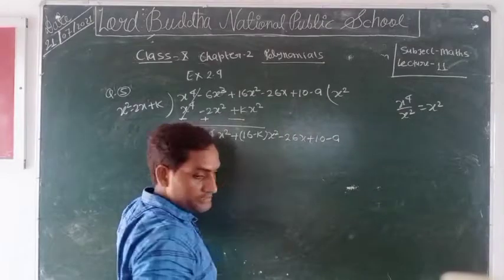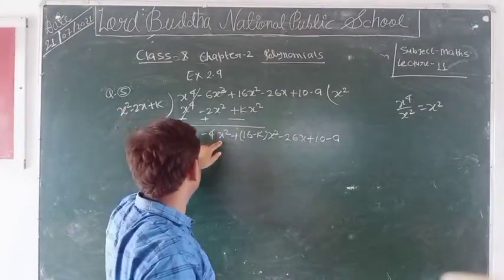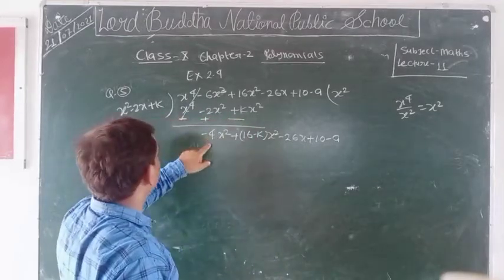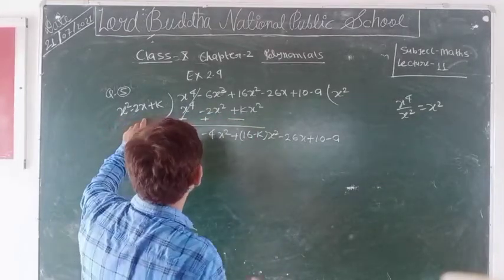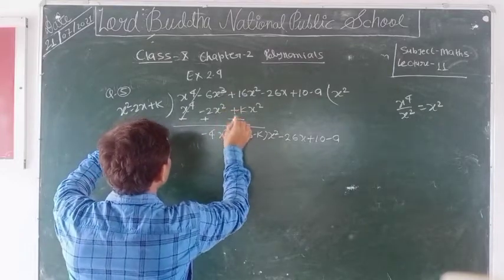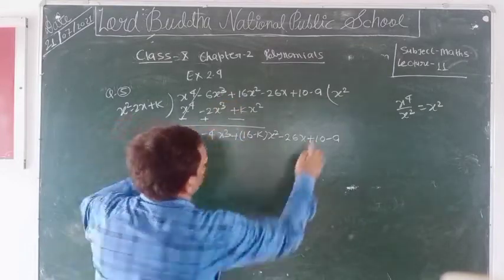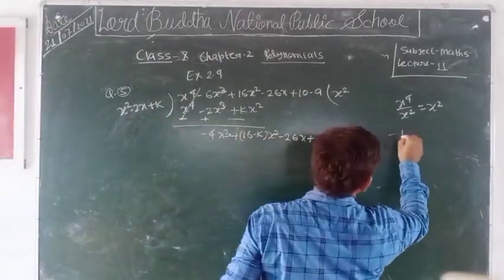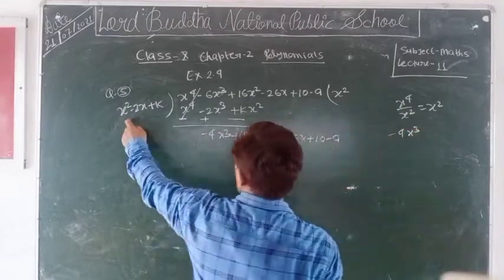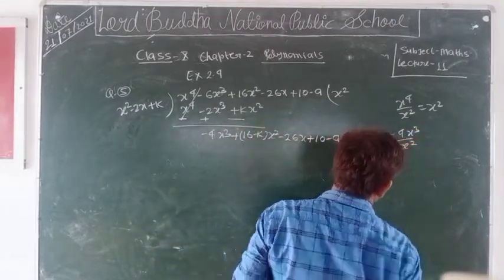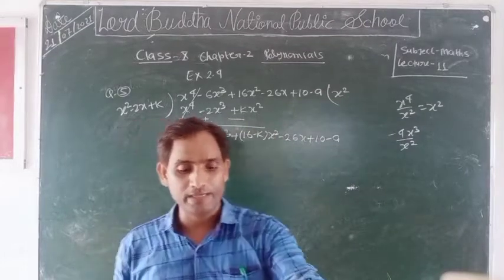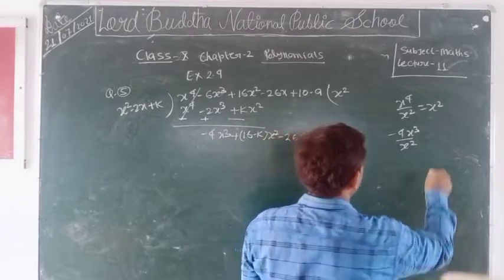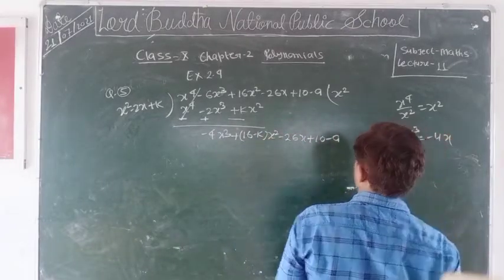In the next step we see that it is minus 4x square. Here is minus 4x square and x cube. x square into minus 2x is minus 2x cube, minus 4x cube. Now we divide minus 4x cube by x square. When we divide minus 4x cube by x square we get minus 4x.